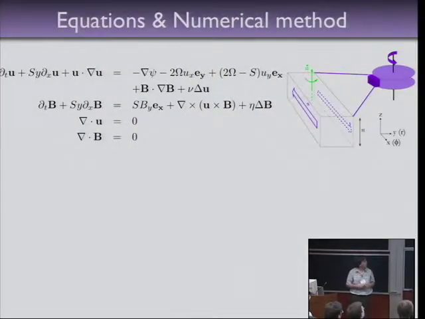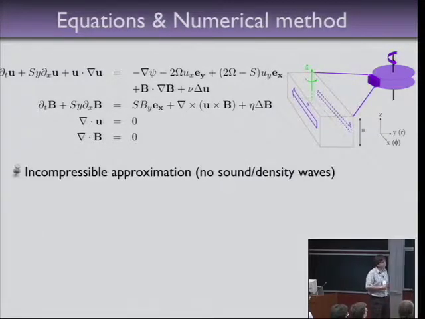To do that, I just want to talk a little about the equations. So these are the equations. This is the kind of shearing box we are using. It's a local model of an accretion disk. In my case, I use the incompressible approximation, which means that I don't have any sound waves, I don't have any density waves. And if you're interested in density waves and sound waves, you should take a look at the poster of Tobias Heinemann, talking about the generation of density waves in MRI turbulence simulation.